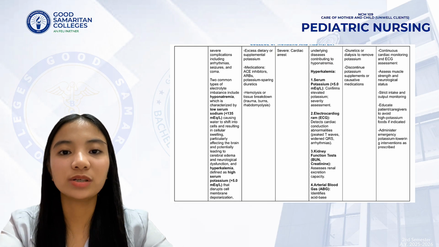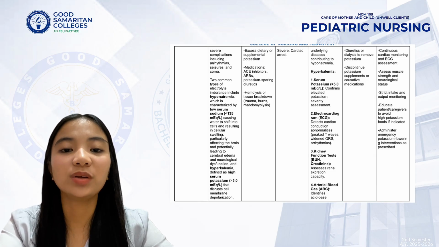So, nursing management of hyperkalemia prioritizes cardiac monitoring and prevention of complications. So, continuous ECG monitoring is essential to detect early signs of cardiac arrhythmias. The nurse should assess muscle strength and neurological status as hyperkalemia can cause muscle weakness and paralysis. Strict intake and output monitoring is necessary to evaluate kidney function and potassium excretion.